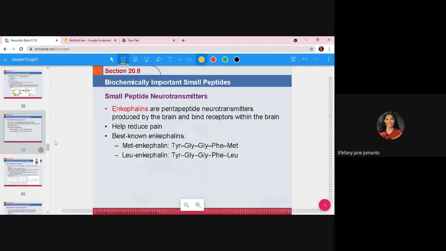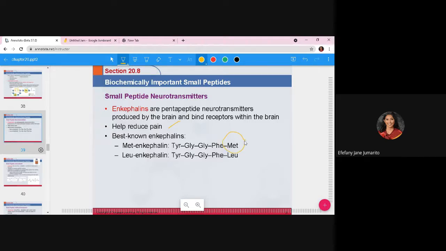Okay, we have the small peptide neurotransmitters. We have enkephalins, the pentapeptide neurotransmitters produced by the brain that bind receptors within the brain. So it helps reduce pain. Okay, so we have met-enkephalin.